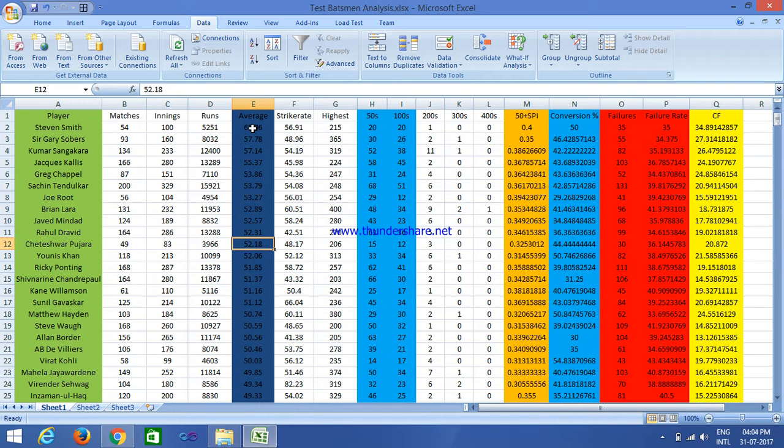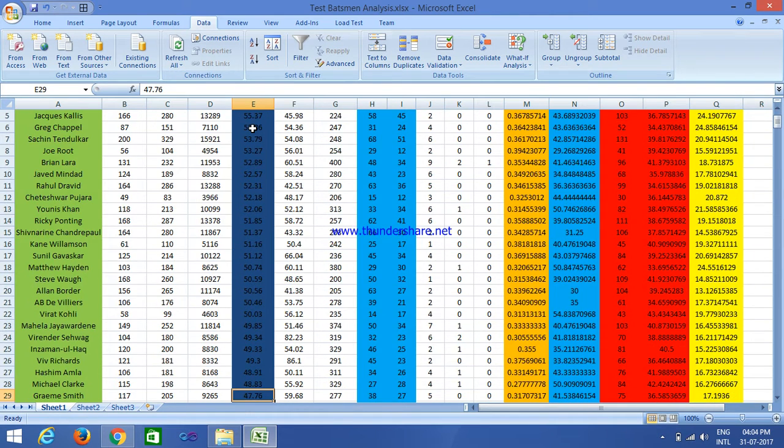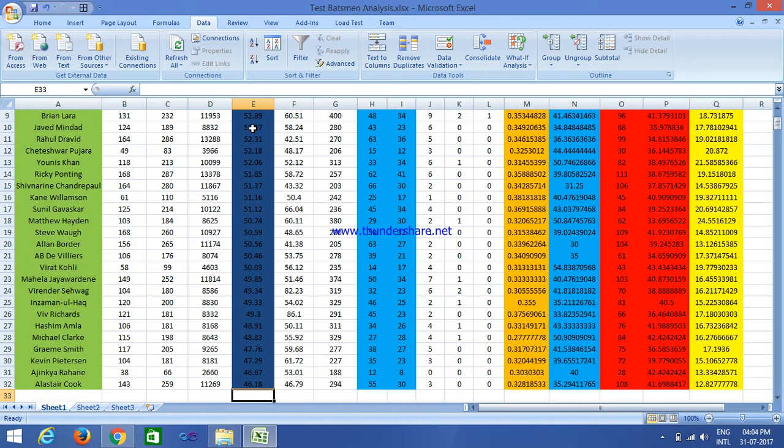So just have another look at the averages of everyone. See, last is again Alistair Cook. That's a point to make out, 46.1. It is not acceptable for Alistair Cook in England Test.